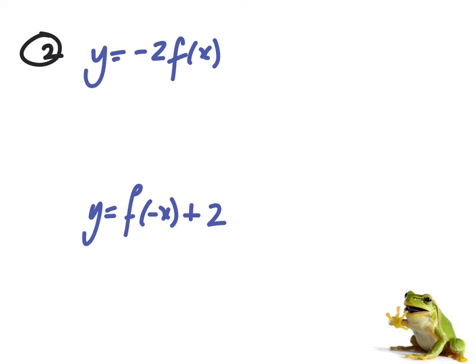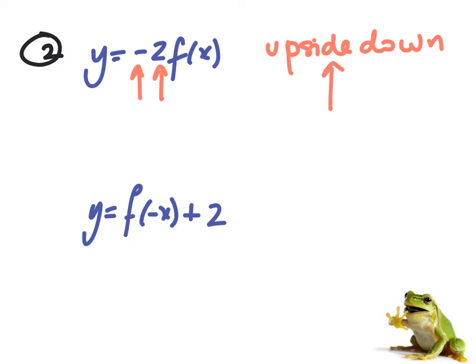Second question, first of all I'm looking at this negative sign. That negative sign means upside down. So draw the graph upside down. And then I'm looking at the number 2, and that means stretch everything by 2. So multiply all the y coordinates by 2.